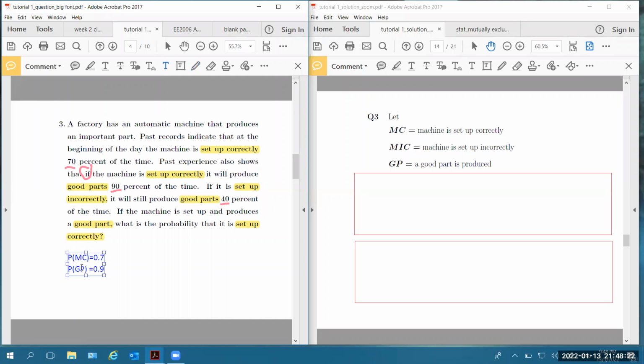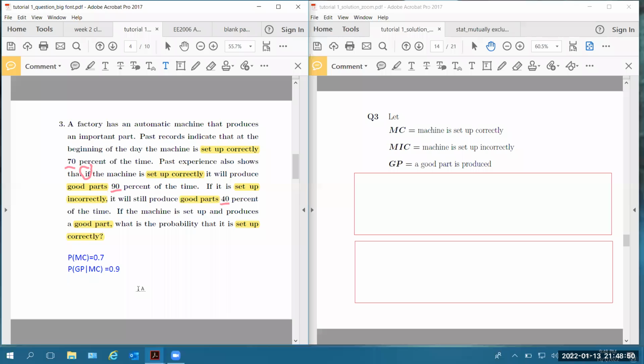So actually it's good parts. Probability of getting a good part given machine set up correctly, given MC, all right, given that machine is set up correctly. Is it okay? So this is actually the probability. Probability of getting a good part given machine set up correctly is 90%. Right? Okay. Now you go to the next sentence.